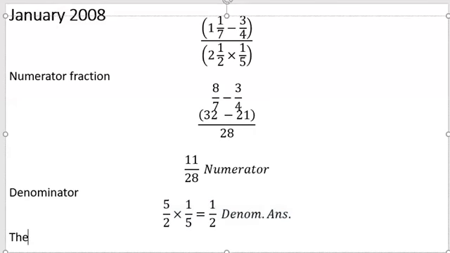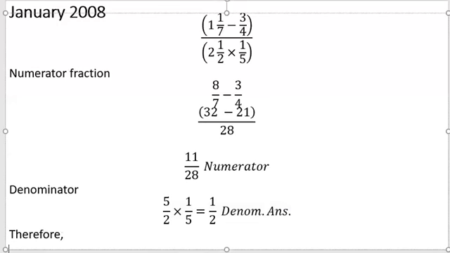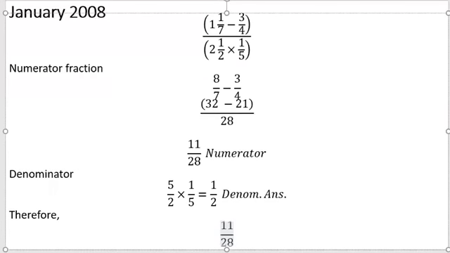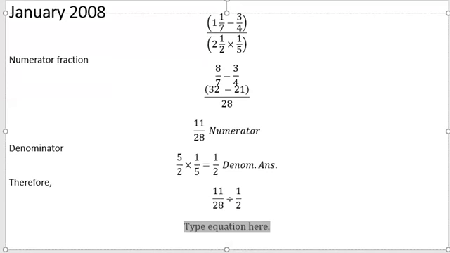So putting our fractions now together, what we'll have is 11 over 28 divided by a half. And we need to say 11 over 28, change our division sign to multiplication and then flip the fraction that follows, and we get 2 upon 1.